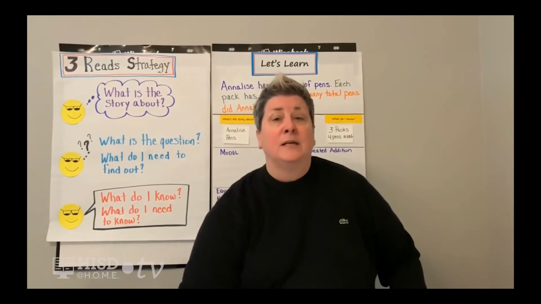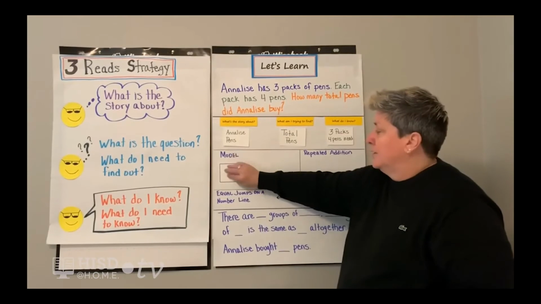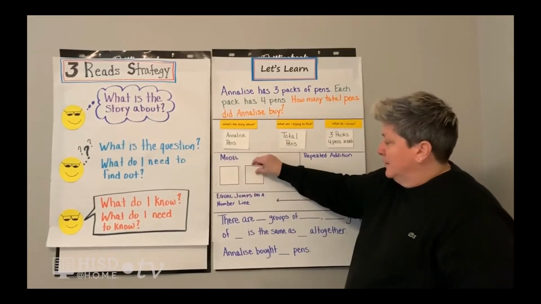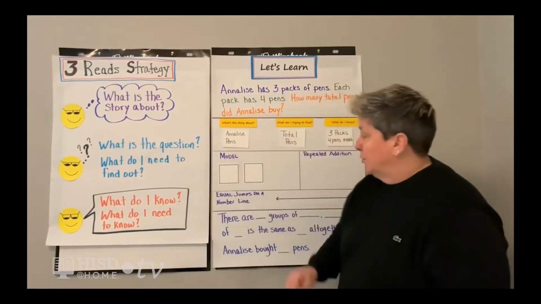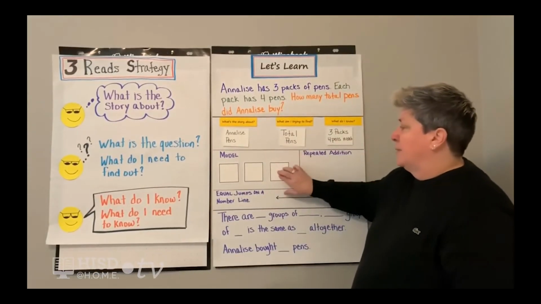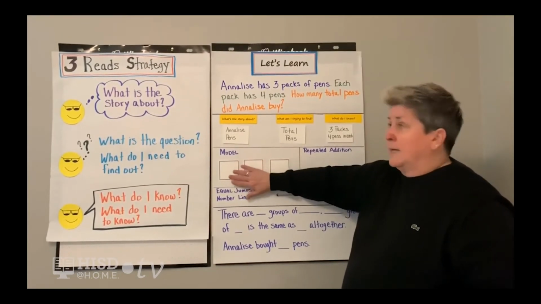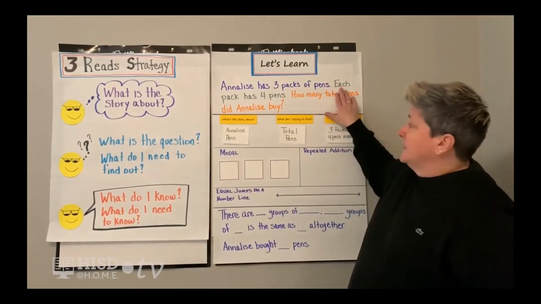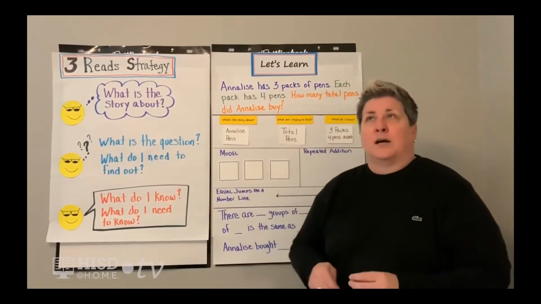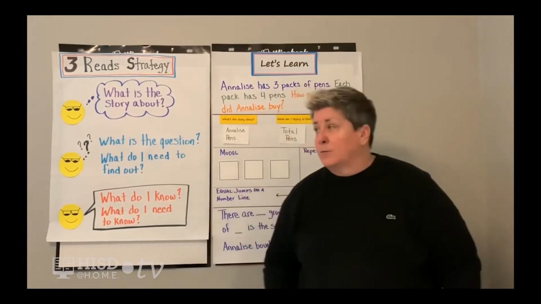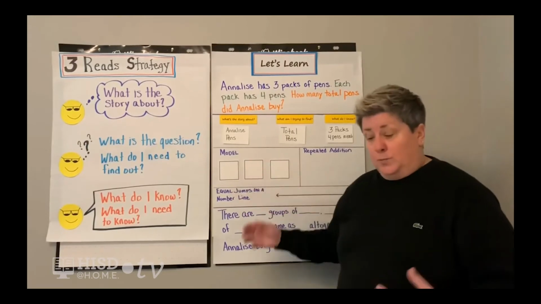We had 3. So I know that I've got these groups of pens. So how many packs? We have the 3. So these squares are going to represent my 3 packs of pens that Annalise bought at the store. The next thing said that each pack has 4 pens. Okay, so I know that those pens aren't just laying around everywhere. They're actually inside each of these groups.